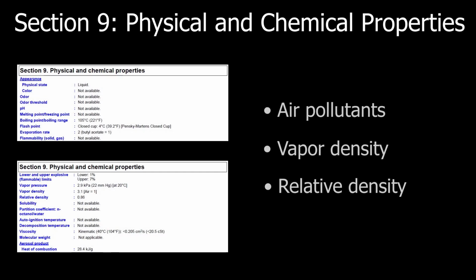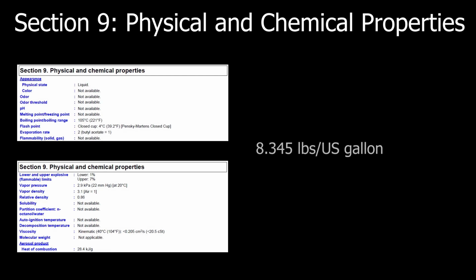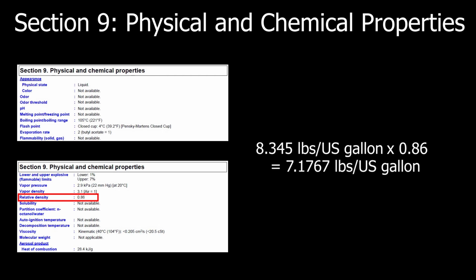Section 9, Physical and Chemical Properties, describes the overall characteristics of the chemical, including aspects to identify air pollutants, vapor density, and relative density. Knowing that water density is 8.345 pounds per US gallon, we can use the provided relative density of 0.86 to calculate the chemical's density at 7.1767 pounds per US gallon.